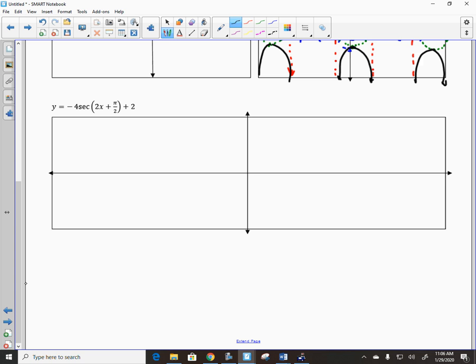We have all components ready to go. Vertical shift, horizontal shift, everything. I start by graphing y is equal to negative 4 cosine of 2x plus pi over 2 plus 2.